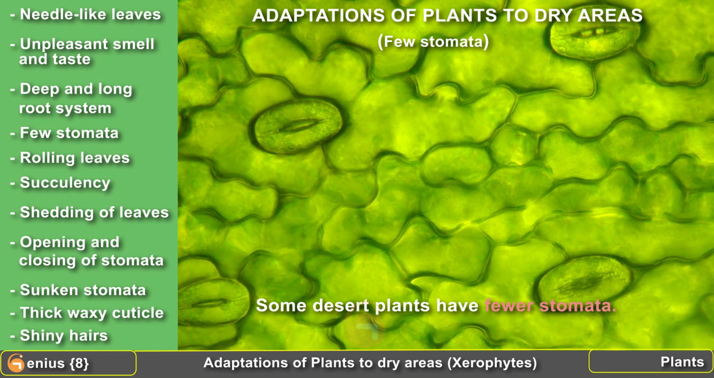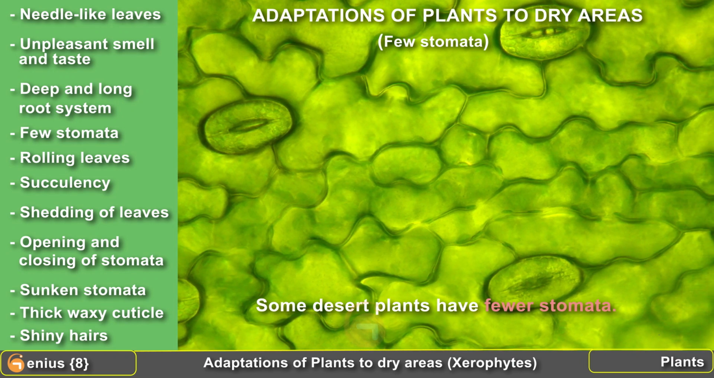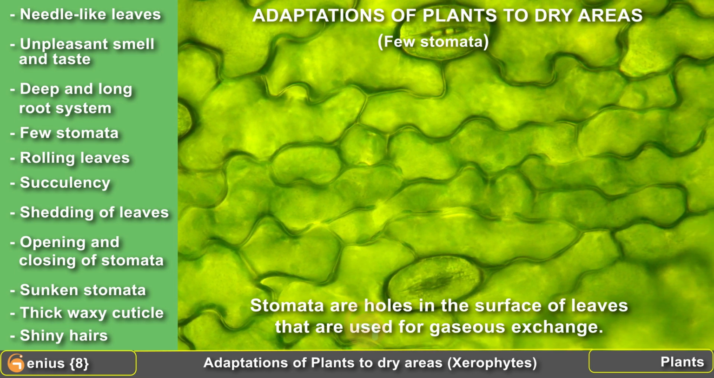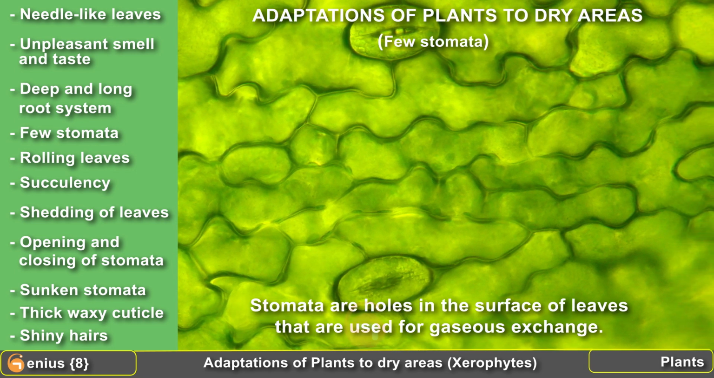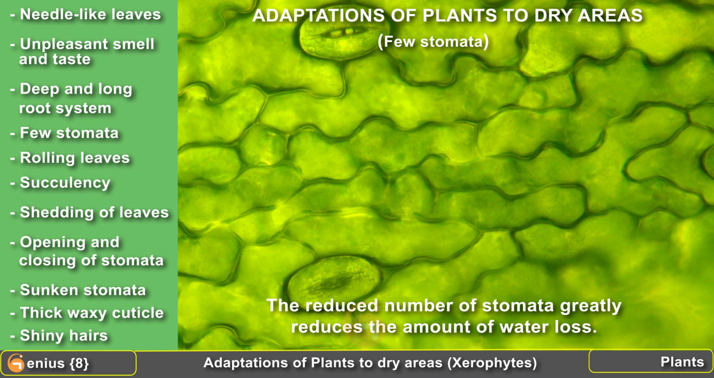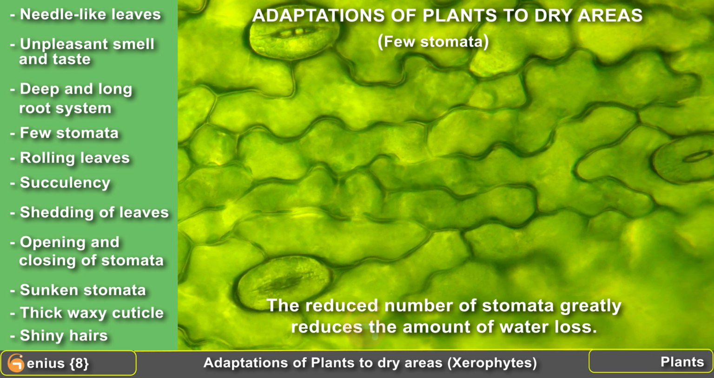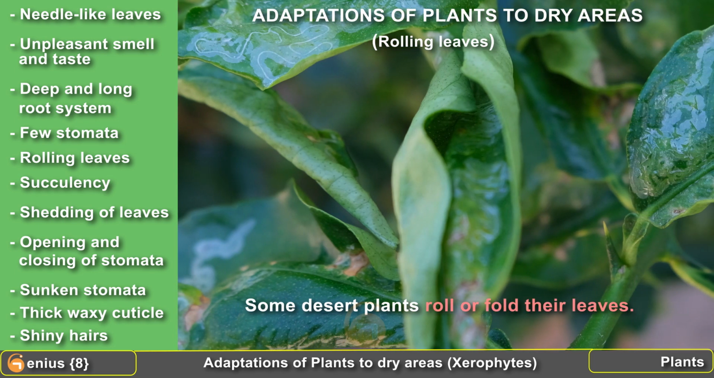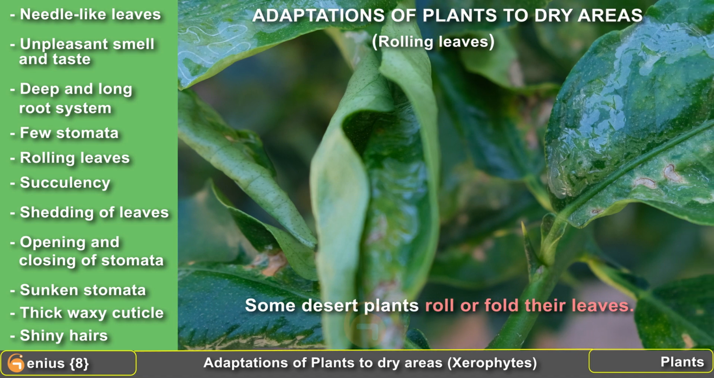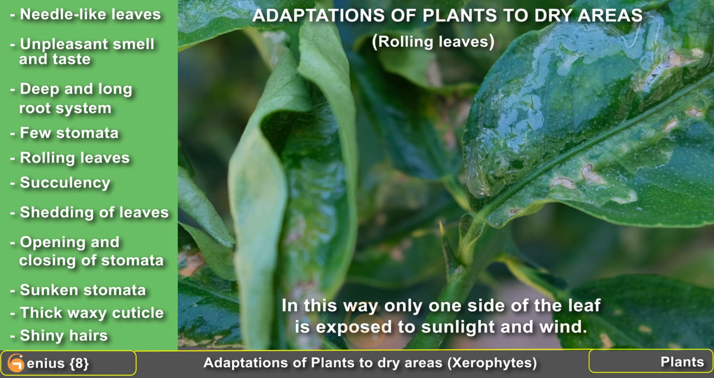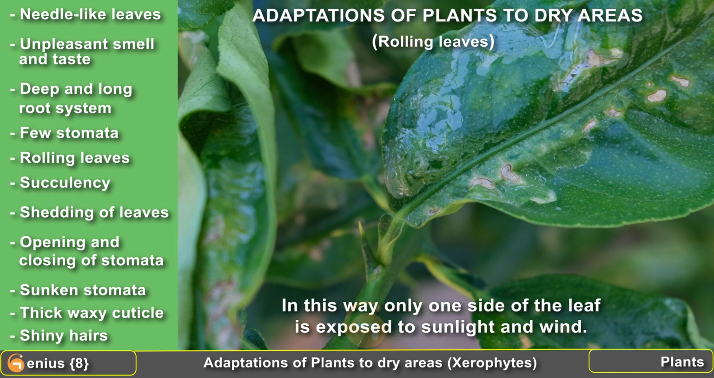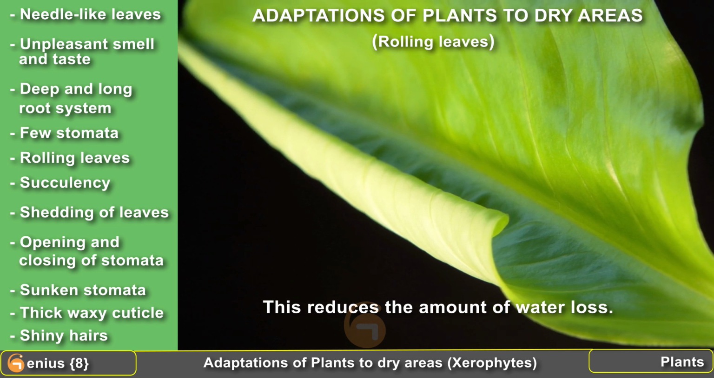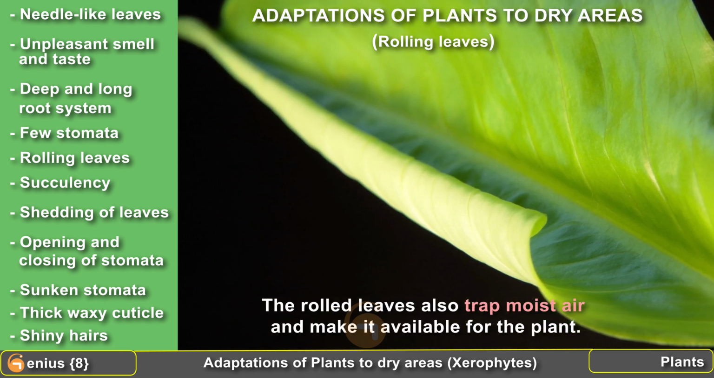Few stomata. Some desert plants have fewer stomata. Stomata are holes in the surface of leaves that are used for gaseous exchange. The reduced number of stomata greatly reduces the amount of water loss. Rolling leaves. Some desert plants roll or fold their leaves. In this way only one side of the leaf is exposed to sunlight and wind. This reduces the amount of water loss. The rolled leaves also trap moist air and make it available for the plant.